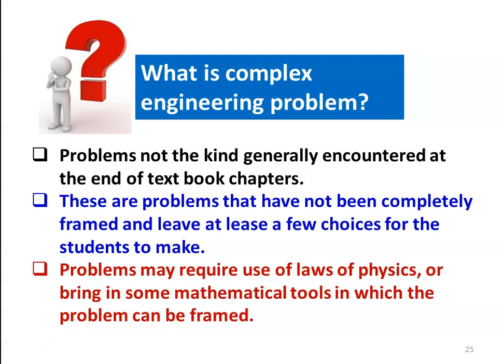It is a problem not of the kind generally encountered at the end of textbook chapters. There are two types of problem: closed-end problem and open-end problem. If a problem has a distinct or specific answer, it is a closed-end problem. All the students will get the same answer. In an open-end problem, students may refer to a data book for some data, or take an equation from the data book, or refer to a property table, take the property, select the material. If the students assume certain things in a particular problem and solve on their own, the answer will vary, and that is called an open-end problem. So open-end problems are complex engineering problems. Closed-end problems are not complex engineering problems. The problems available in any textbook are closed-end problems, not complex engineering problems.